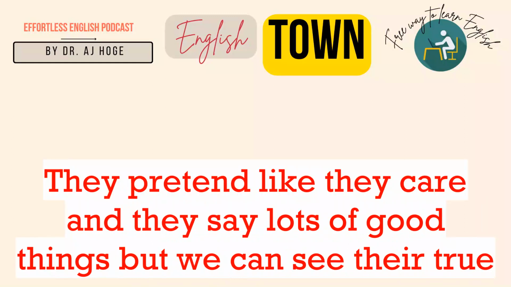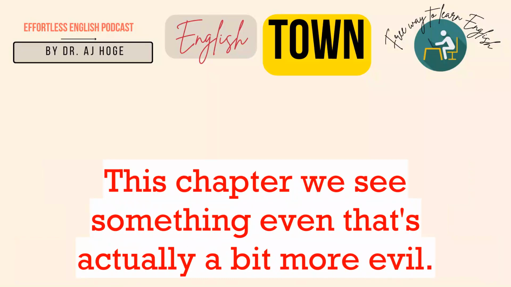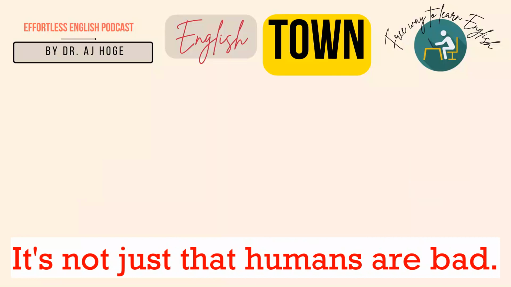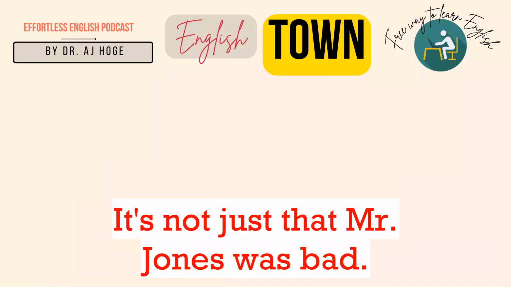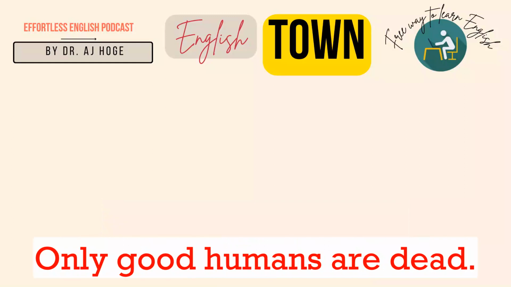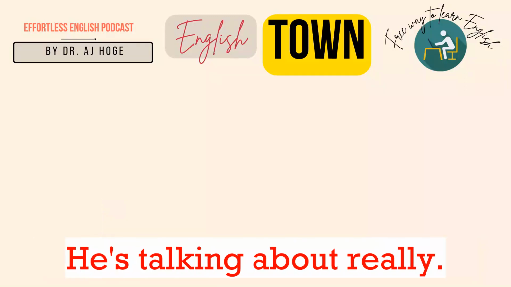They pretend like they care and they say lots of good things, but we can see their true character again. And we already saw it last chapter. This chapter, we see something that's actually a bit more evil. Snowball's saying this: all humans must be killed. It's not just that humans are bad. It's not just that Mr. Jones was bad. It's that every single human being must die. Only good humans are dead. So this is mass murder he's talking about, really.